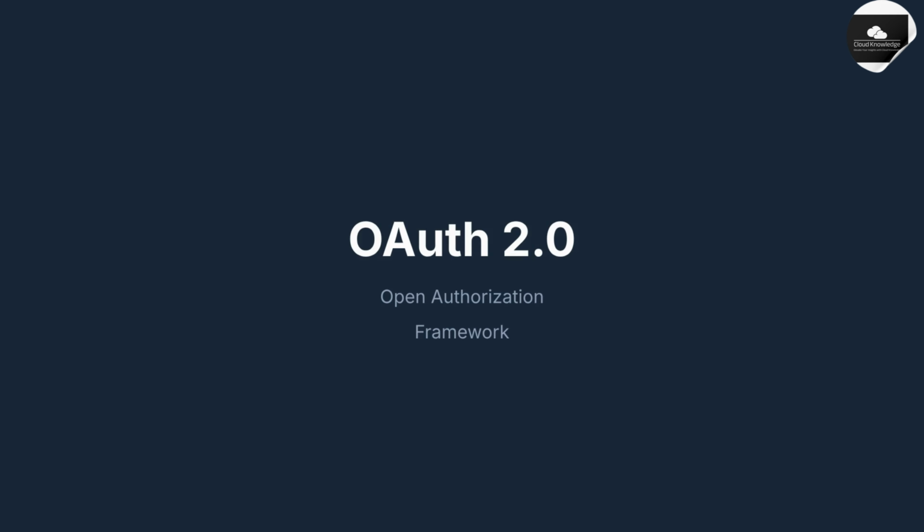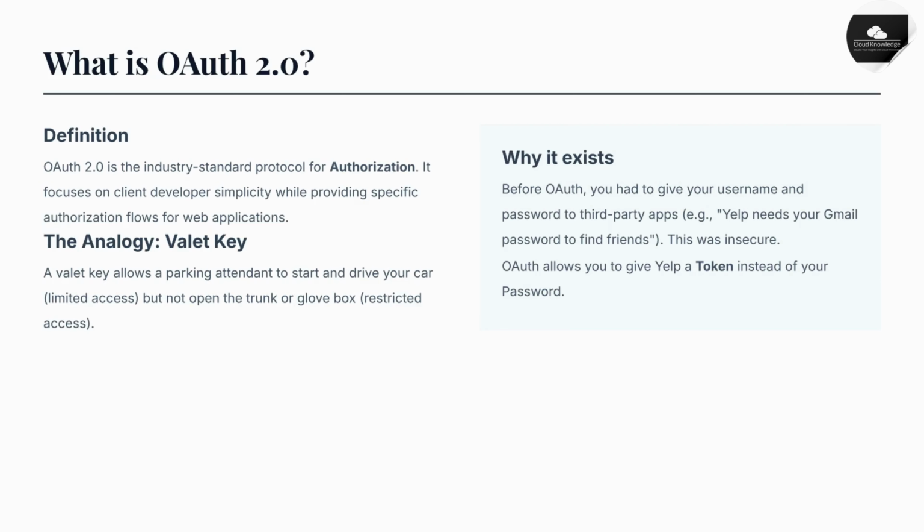Our next protocol is OAuth 2.0, the Open Authorization Framework. OAuth 2.0 is the industry standard for authorization. It functions like a valet key, granting an application limited access to a protected resource without sharing the user's password. This enhances security by using a token instead of credentials.